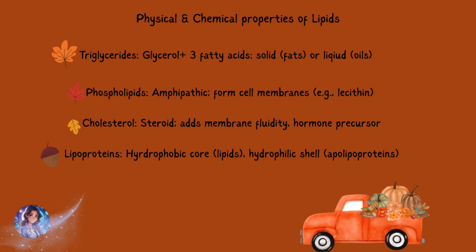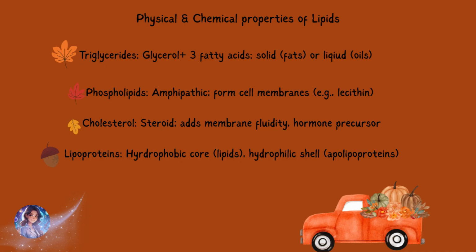Triglycerides. These are the body's energy savings account, made of glycerol plus 3 fatty acids, like butter for solid fats or olive oil for liquid. They pack a whopping 9 calories per gram, twice as much as carbs or proteins. They're stored in adipose tissue, or our fat cells. They're broken down when we need fuel, like in times of fasting or exercise, or in diseases such as diabetes.